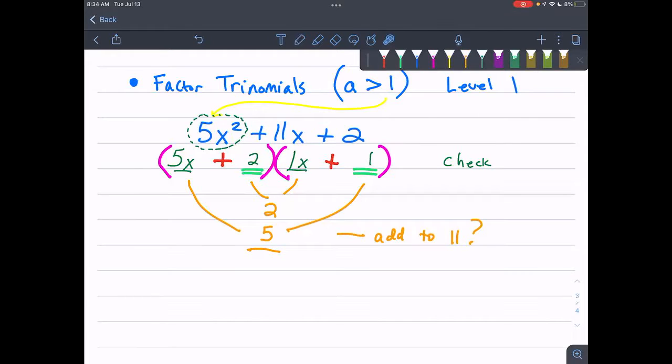No. So what that means is when I put 2 and 1 in there, I'm going to want to swap those. Before I put the 2 first and the 1 second, now I'm going to put the 1 first and the 2 second. So now when we multiply the middle, 1 times 1, and then when we multiply the outside, 5 times 2, 10, and then that one works. So that tells you that the way that you've arranged things works.